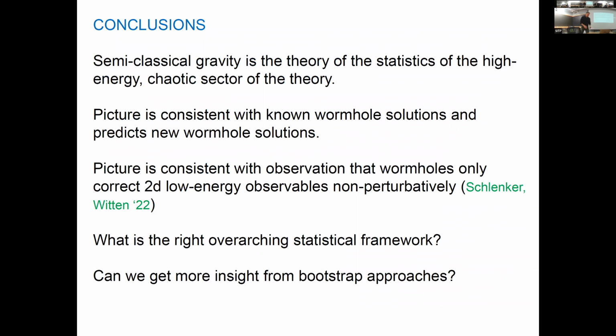Let's skip that and just conclude. So to wrap up, semi-classical gravity, as I said, is the theory of the statistics of the high energy chaotic sector of the theory. It's consistent with wormholes and all that. And the picture is also consistent, for example, with this recent Schlenker-Witten paper, which says that wormholes only correct the low energy observables non-perturbatively. In this paper, they looked at partition functions on higher genus manifolds and showed that there is only sort of one topology that controls the low energy physics, and that all the other topologies at best give you non-perturbative corrections to the answer. That's consistent with this picture because it's related to the fact that these fluctuations and all the errors that you make are exponentially suppressed. So I think it's just self-consistent.